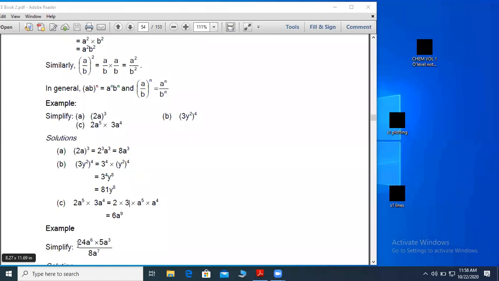Yes. We get the numbers alone and the letters alone, like 24 times 5 times a to power 6 times a to power 3 divided by 8 times a to power 7.